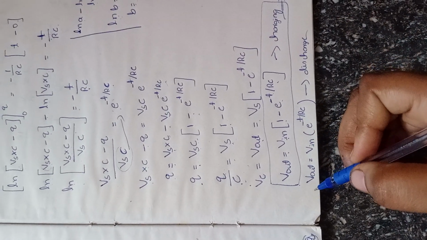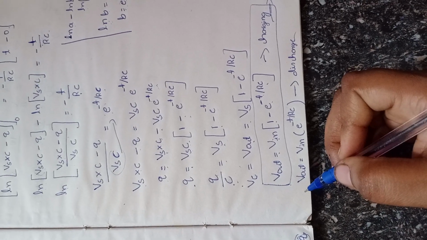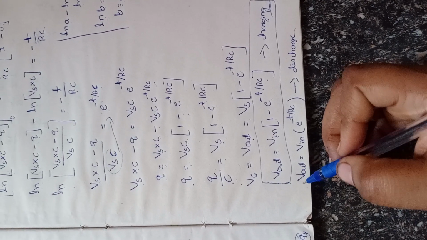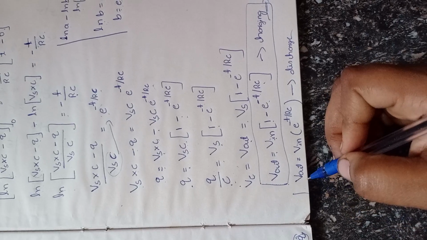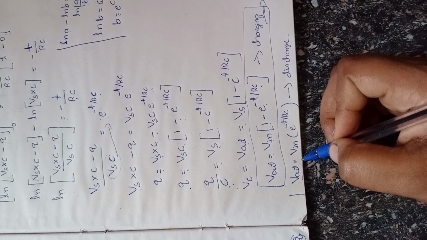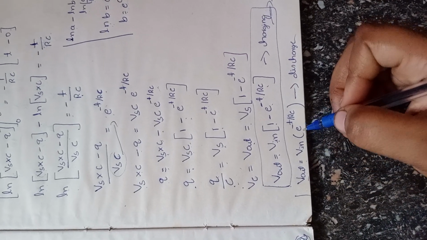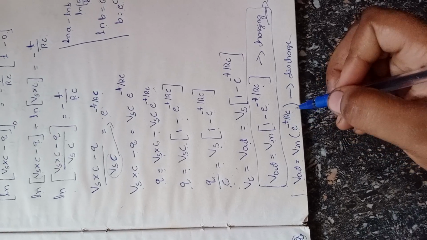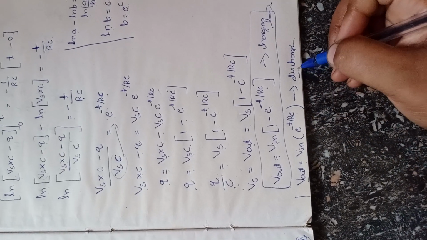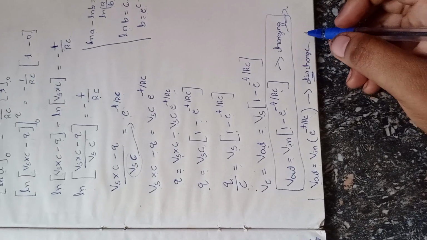For the capacitor discharging, we need to consider the same thing. If we derive in the same way, we will get V out is equal to V in e power minus t by RC. This is the capacitor discharge formula.